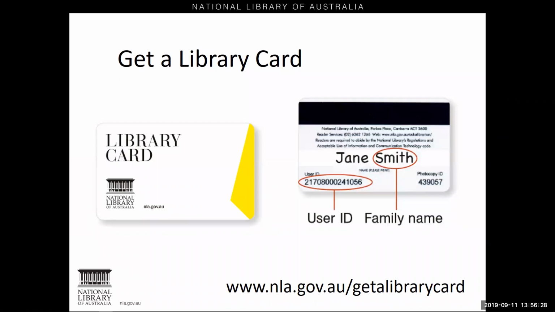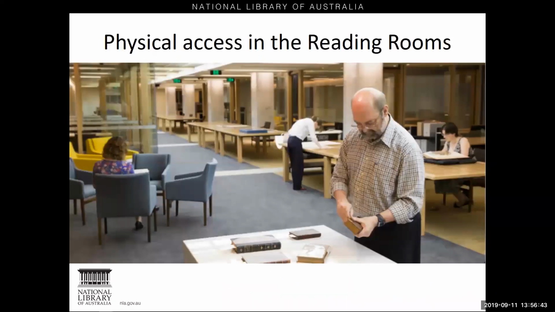So to access our on-site collection and electronic resources, you will need a library card. So those that don't yet have a library card, you can register very quickly online through that homepage link and have it posted out to you for free. Those materials that are not yet digitised or you're wanting to view the original material, this is where you come and visit us in Canberra and access our collection materials in our reading rooms.